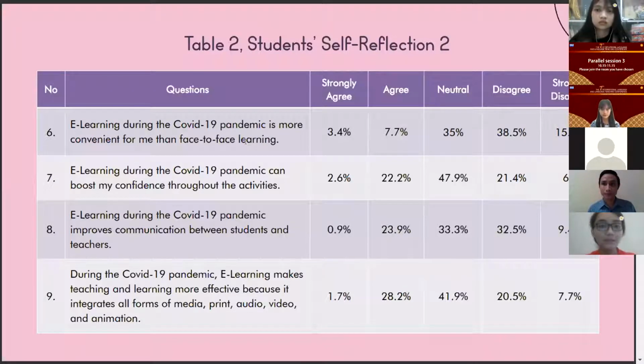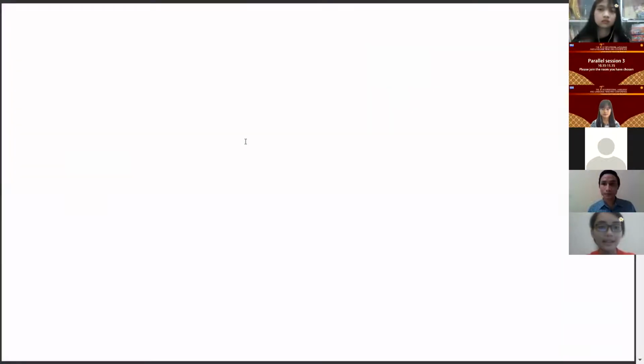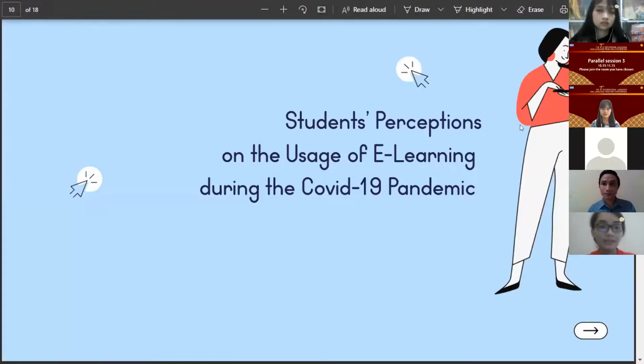With table 3, in this result, we can see that half of the respondents might not decide whether or not the implementation of e-learning could help them to be more independent during learning processes. It is in line with the data from table 2 that the students were not sure if e-learning was more effective than face-to-face learning. Okay, let's have the second part of the result.